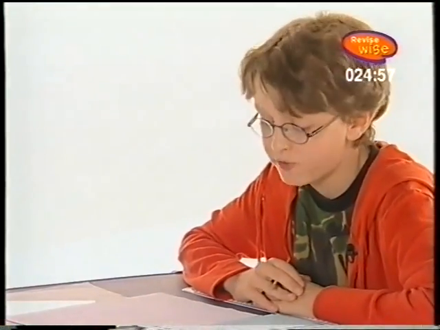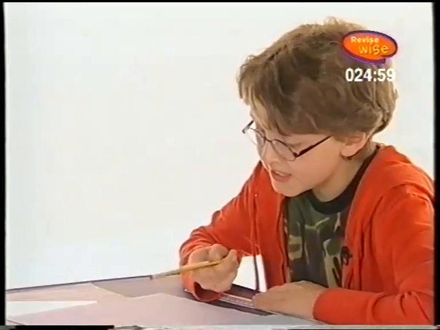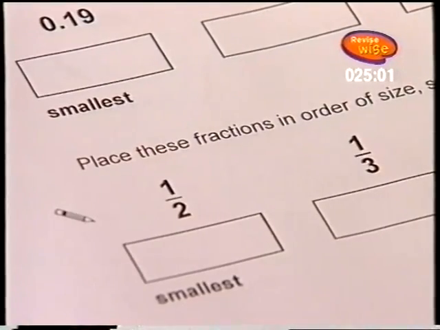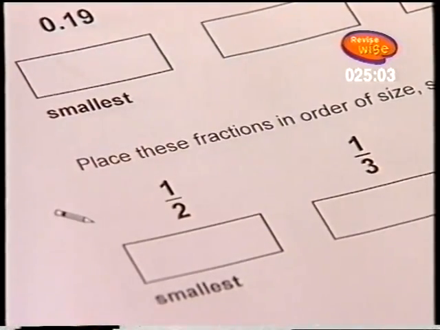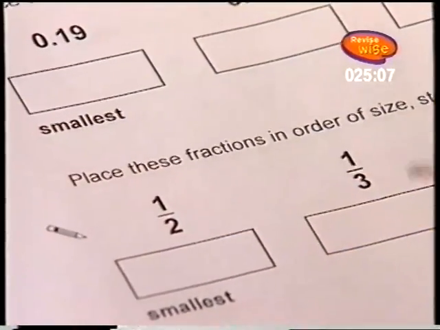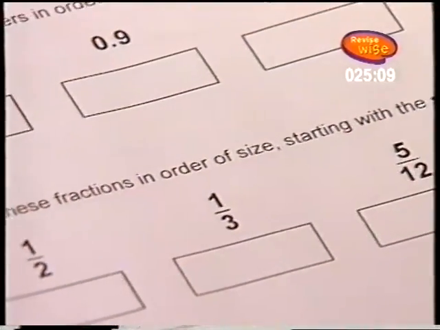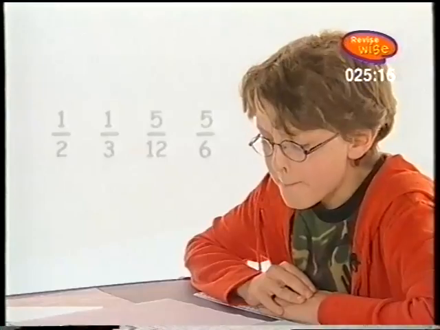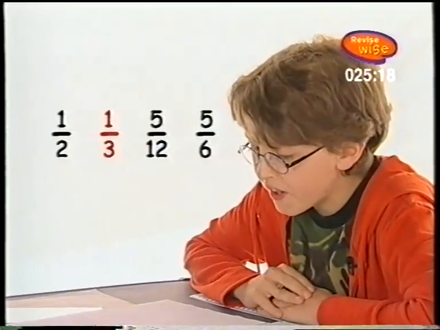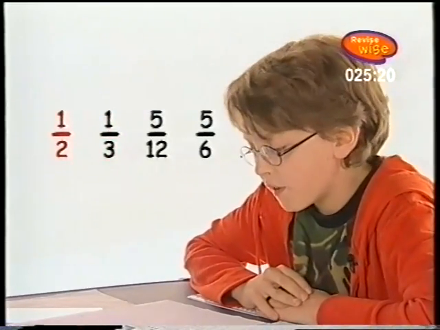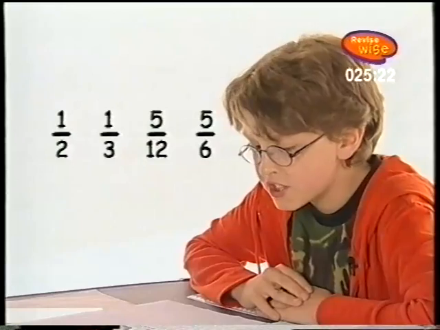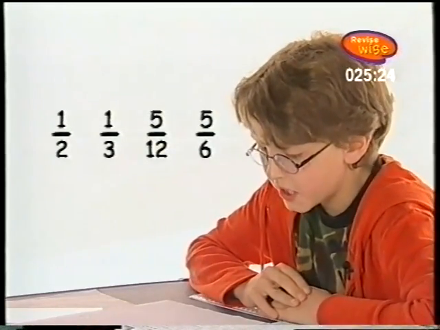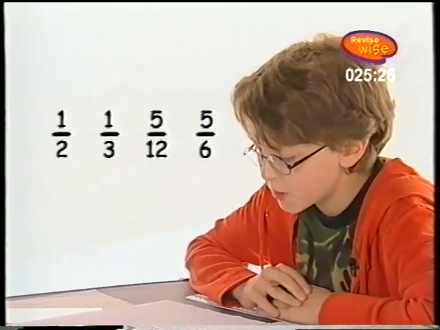Here's another question about fractions. It says, place these fractions in order of size, starting with the smallest. Then it's got 1/2, 1/3, 5/12, and 5/6. It's an interesting question. Go on, have a go. Now I know that 1/3 is smaller than 1/2. Why? Because there are more thirds in a whole than there are halves. So they must be smaller.